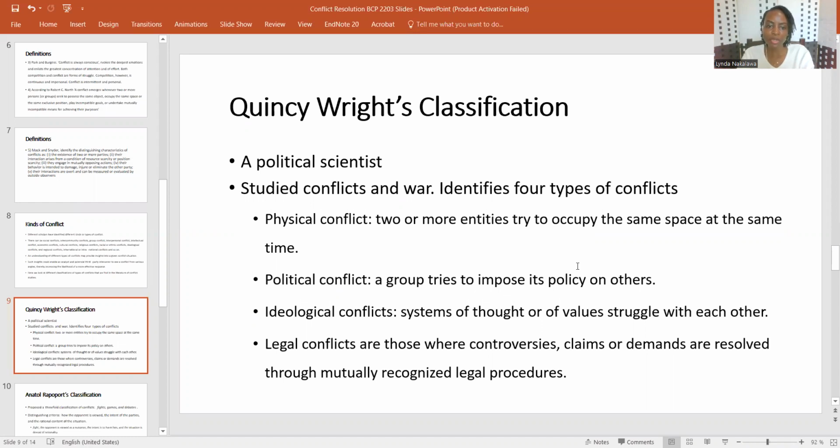Right, finally, legal conflicts. These are where controversies, claims, or demands, whatever conflict you're having, are resolved through legal procedures. You go to court, you look at what the law says, and that is how this is going to be resolved. It means that the kind of conflict that you had is a legal kind of conflict.